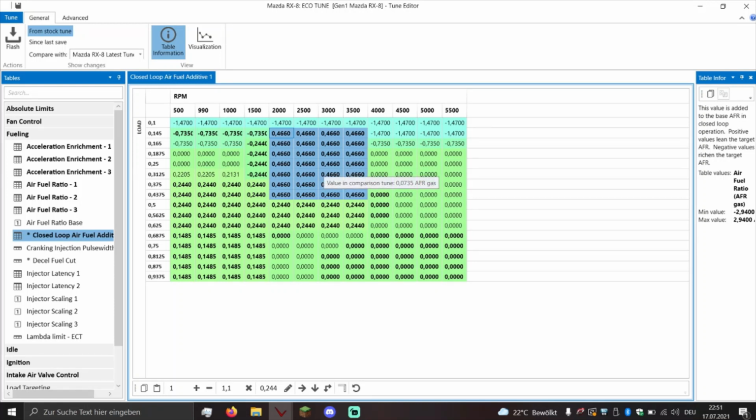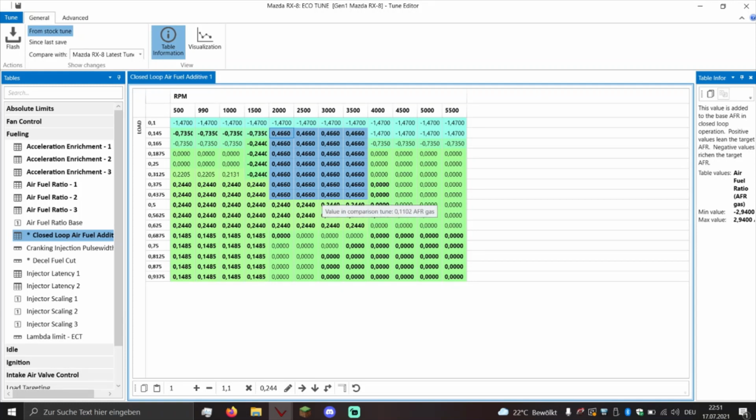The factory value would be, yeah, something around 0.21, 0.1. We did 0.466, which results in approximately 15.2 to 1. I saw it fluctuate a lot, between 15.3 to 15.6 to 1.